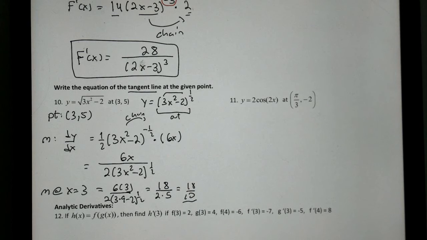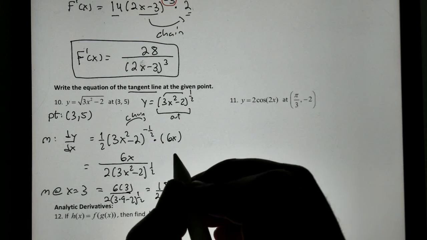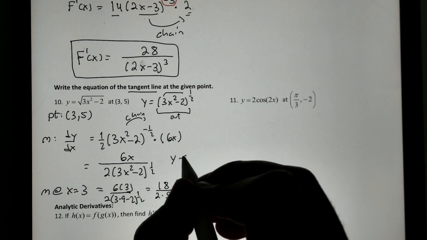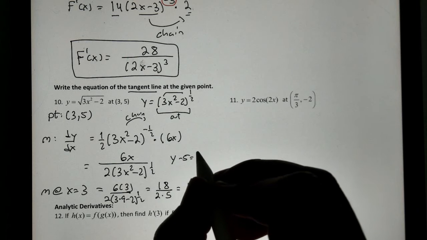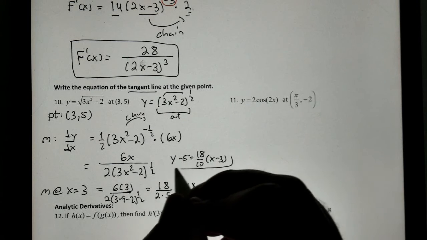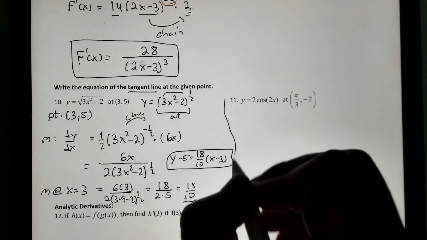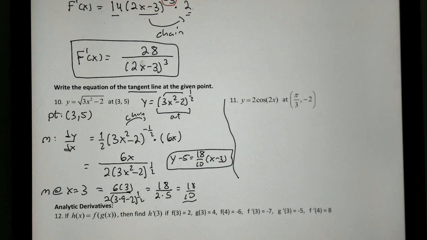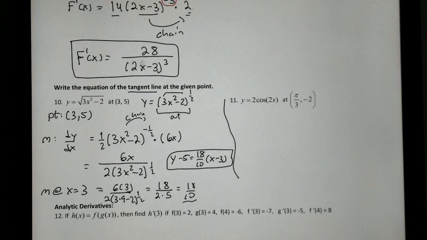There's your slope. All right, I didn't leave myself much room for the tangent line. Wow. Okay, so let me go and write it right over here. Ready? y minus 5 equals 18 over 10, x minus 3. Yeah, I did not leave myself much room for my actual answer there. But there we go. There's your tangent line. Woohoo! So easy. All right, let's take a look at number 11.